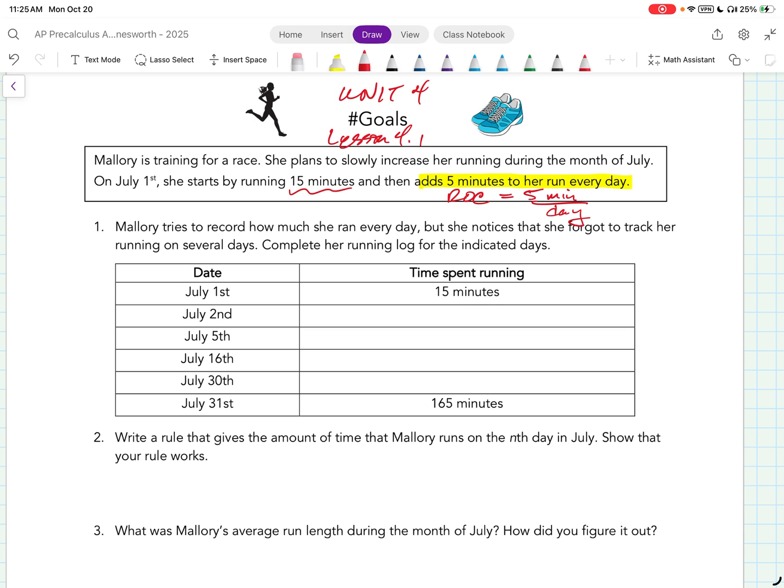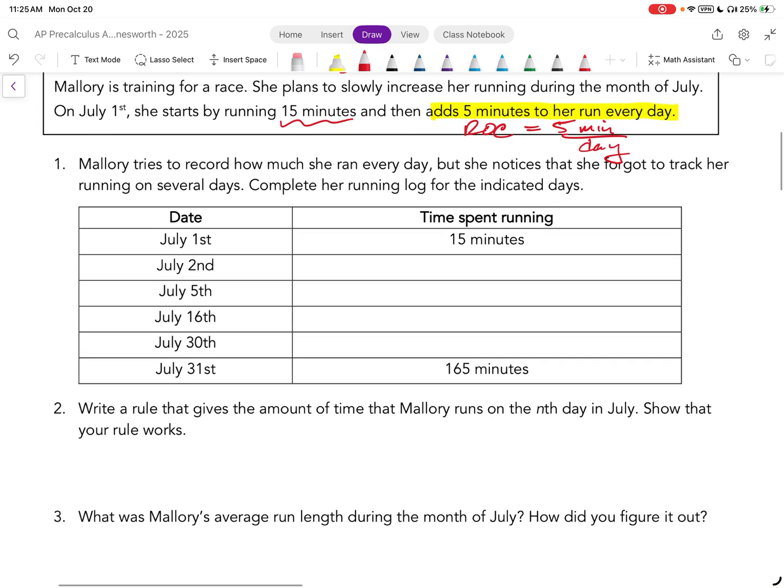Mallory tries to record how much she ran every day, but she notices that she forgot to keep track of her running on several days. Complete the running log for the indicated days. All right, so here we go.